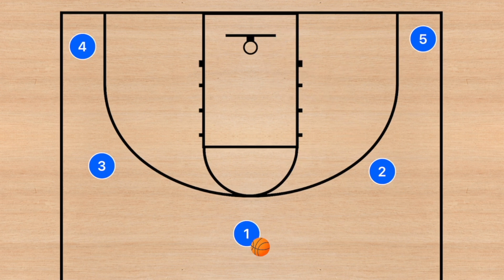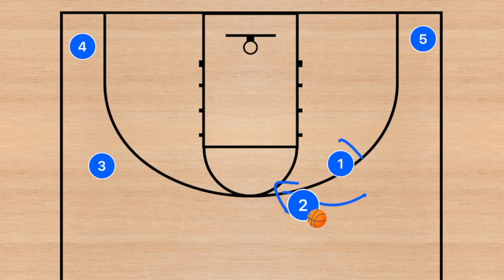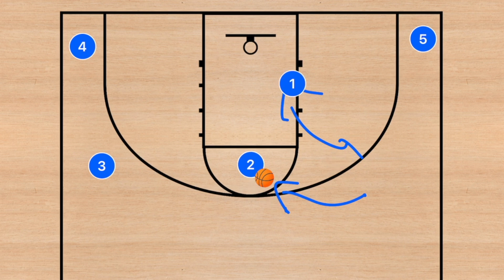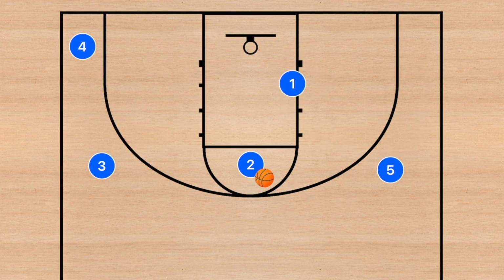There's also the pass and screen. So if you pass and screen 4, well now, because you're screening 4, player 2 comes off, player 1 rolls. Well, when player 1 rolls, you're going to have player 5 lifting. Now player 1 has to read what player 2 is going to do. So if player 2 passes the ball to player 1, obviously you're going to look to score. If he kicks the ball out to this side, then player 1 needs to fill out.